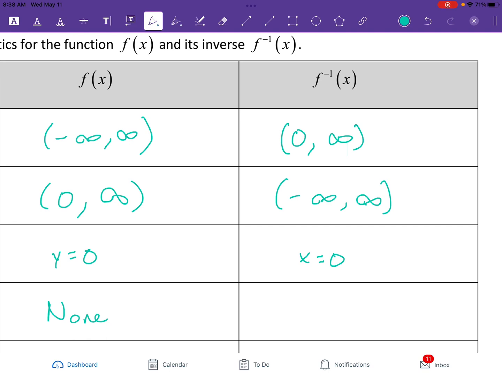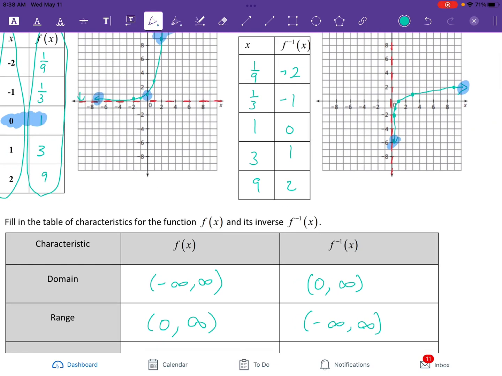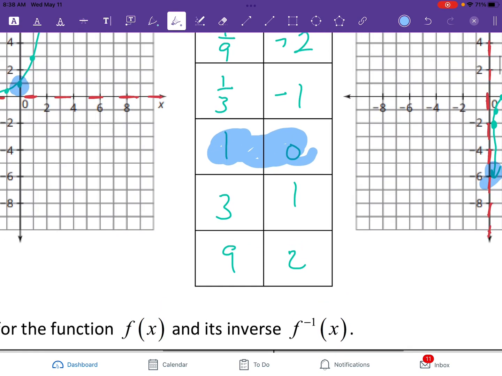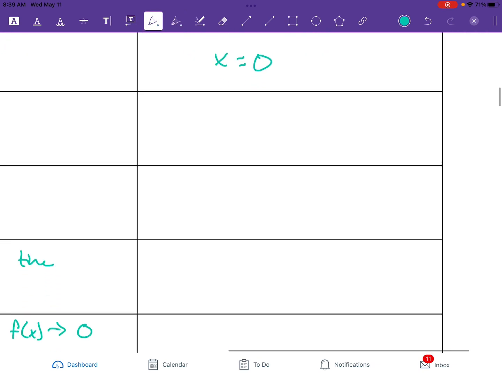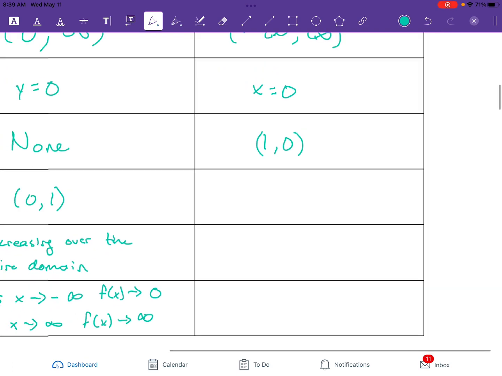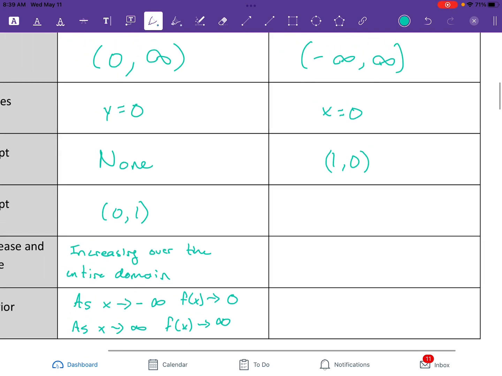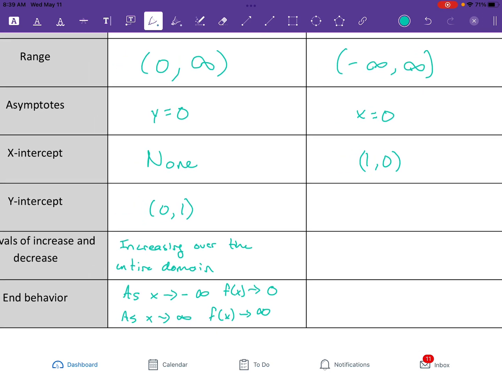Okay, the x-intercept is next. The x-intercept is actually right here in the table, and right here. There it is. Couldn't see it at first. Right there in the graph. And that is (1, 0). Okay. For the y-intercept, because there's an asymptote on the y-axis, that means there is no y-intercept.